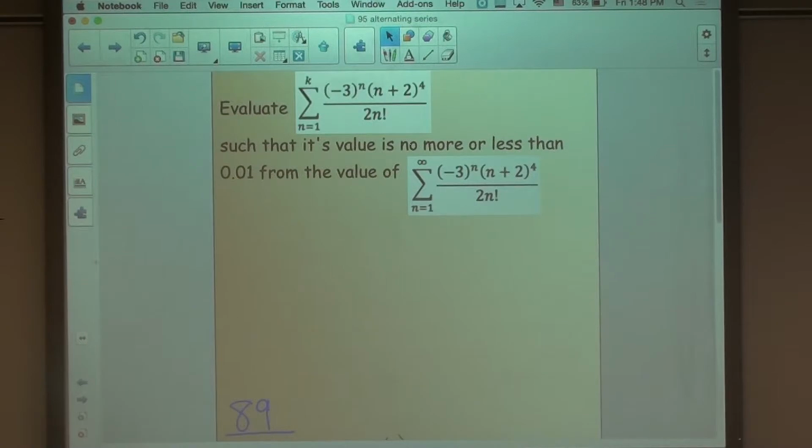So if I want the remainder to be less than this, I need to find which term is less than this, and then add all the terms.